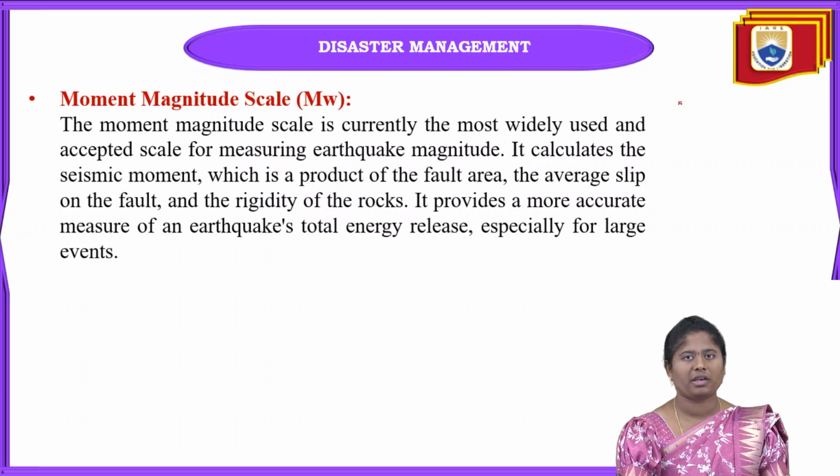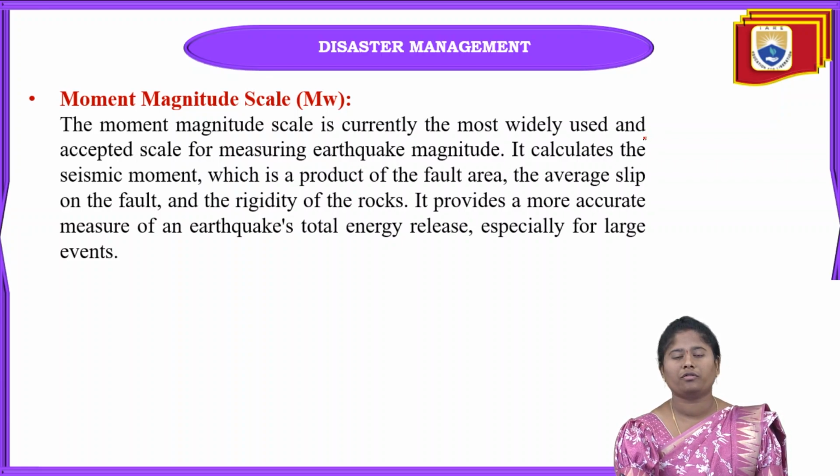Why? Because the Richter scale we use only for normal minor earthquakes, but with this moment magnitude scale we can observe the major earthquakes also. Why? Because it mainly calculates the seismic moment, which is the product of the fault area, the rigidity of the rocks, and the average slip on the fault. It also provides an accurate measure of the earthquake's total energy release, especially for large events.